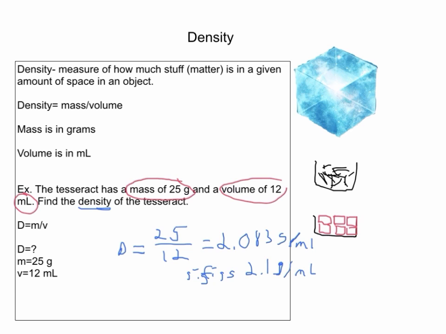And what this says is that in every milliliter of my substance, there are 2.1 grams of matter, 2.1 grams of stuff. It doesn't matter how big a piece of this object I have. It doesn't matter if I have a piece of the tesseract or just a little tiny corner of it. If I have 1 milliliter of it, that milliliter weighs 2.1 grams. And that goes for any object. The density of an object does not change. So I can actually use density to identify different compounds.